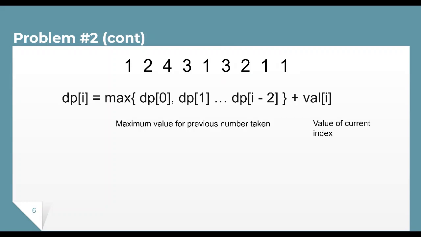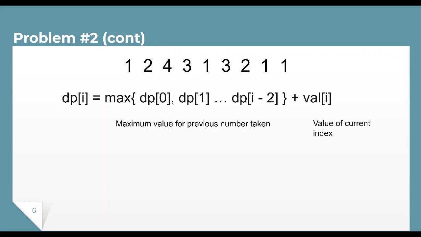Sorry, could you repeat the problem again? I think I'm missing something. Okay, so the problem is, what is the maximum sum of a subset, given that the subset cannot contain numbers that are right next to each other? So you can't take this 2 and this 4.